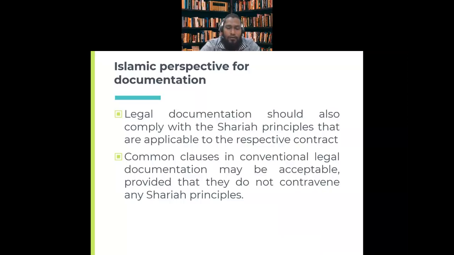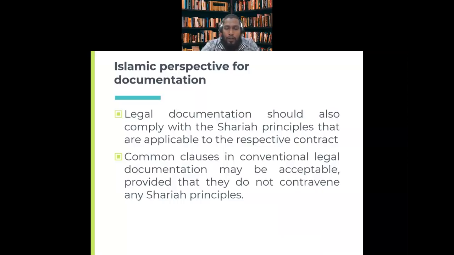In the case of conventional legal clauses, in Malaysia most of the lawyers, even in Islamic finance, are from a conventional background, and even in financial transactions, in terms of the legal documentation, mostly the conventional laws are followed. So the common clauses that do not violate Sharia principles are accepted.